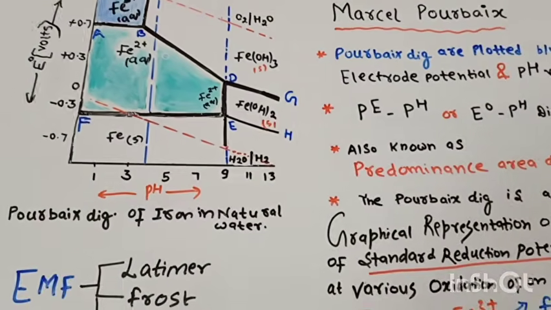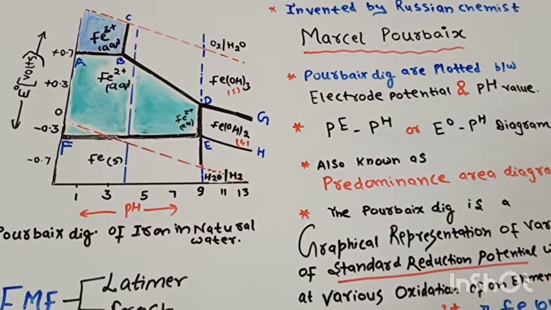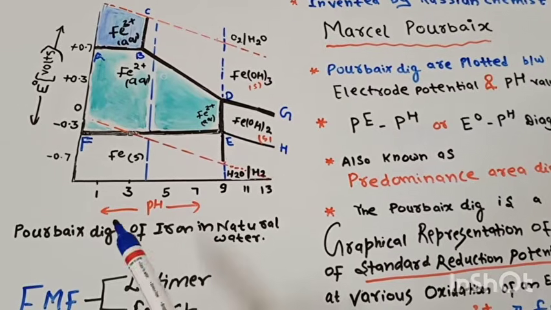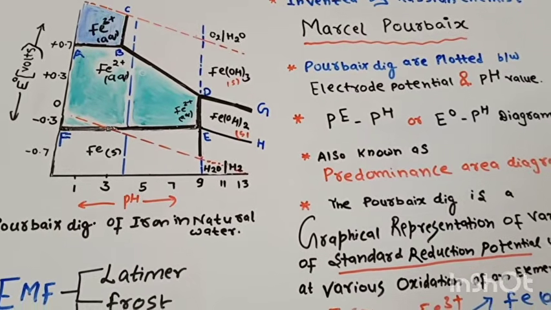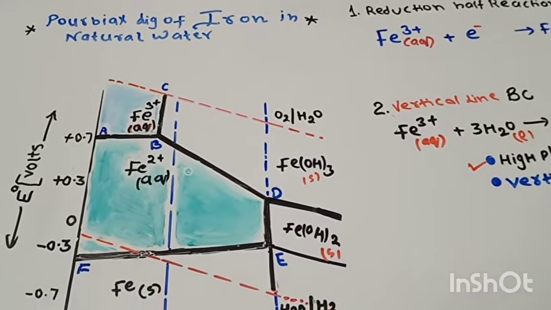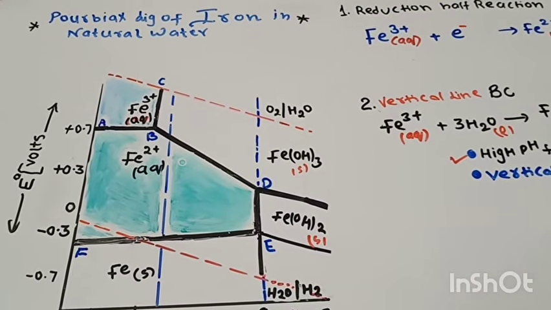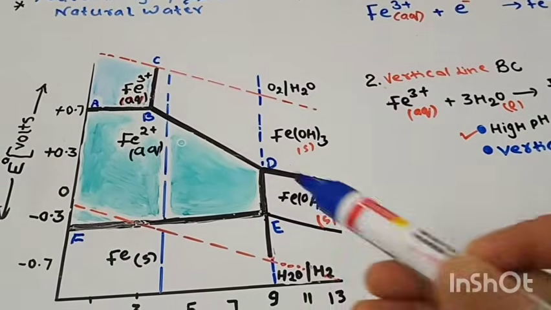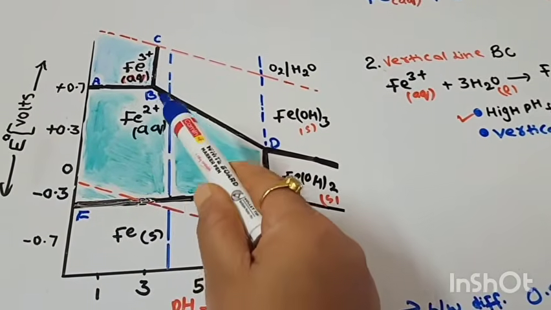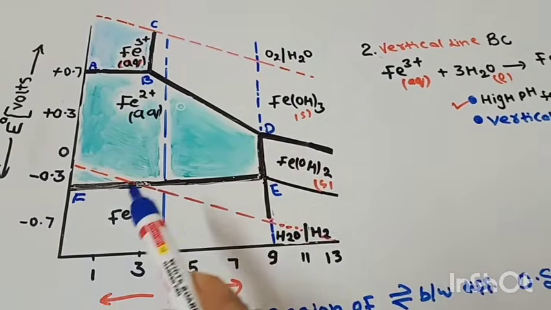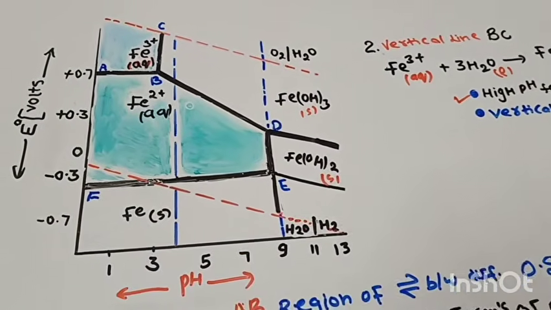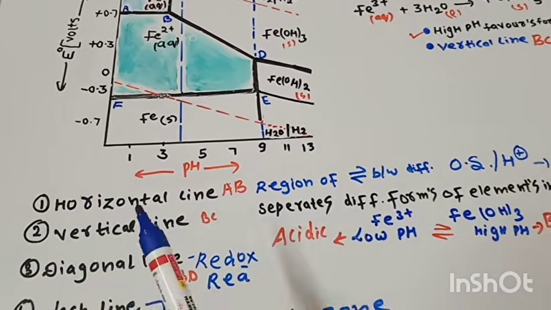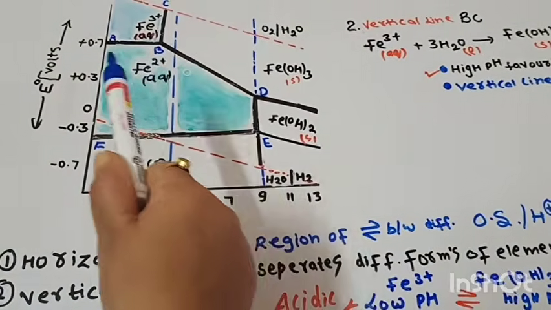So now let us have the details of the Pourbaix diagram. We will study it with the help of the example of iron. To explain the Pourbaix diagram of iron, let us divide this diagram into 4 different components: the horizontal line, vertical line, diagonal line, and this red line, that is the dashed line. Now the horizontal line is here, AB.